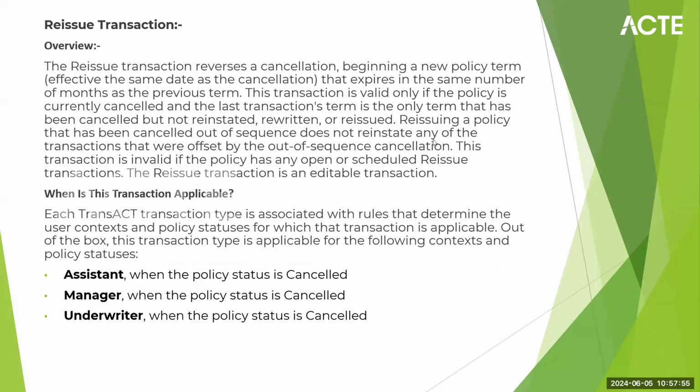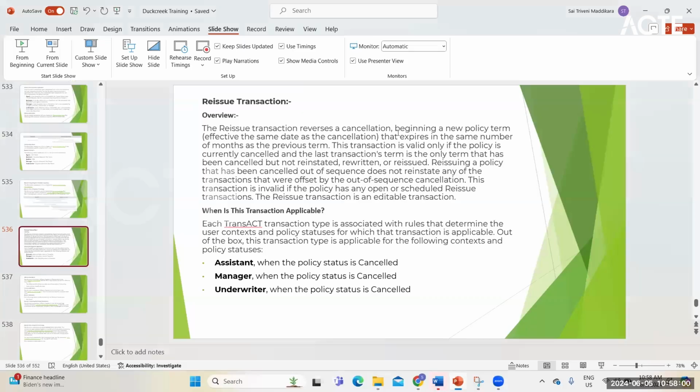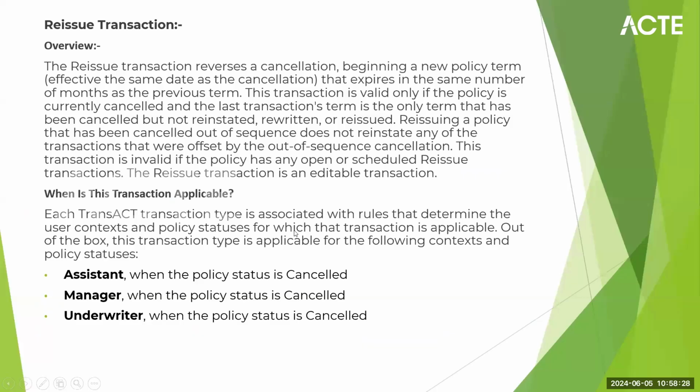Reissue transaction. The reissue transaction reverses the cancellation, beginning a new policy term. The effective date is the same as the cancellation date, and it expires in the same number of months as the previous term. This transaction is valid only if the policy is currently cancelled, and the last transaction term is the only term that has been cancelled but not reinstated. Okay, the reissue is only applicable when the user has done the cancellation transaction but not reinstated.